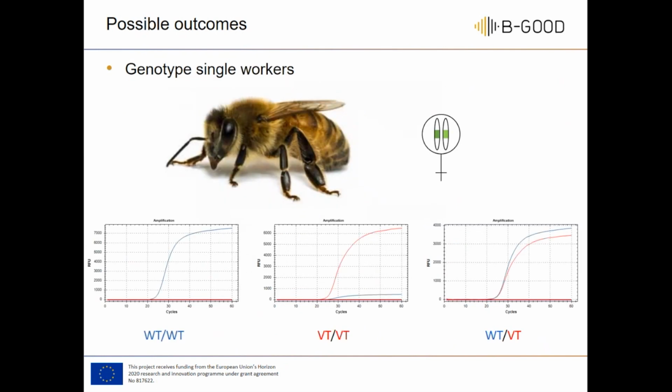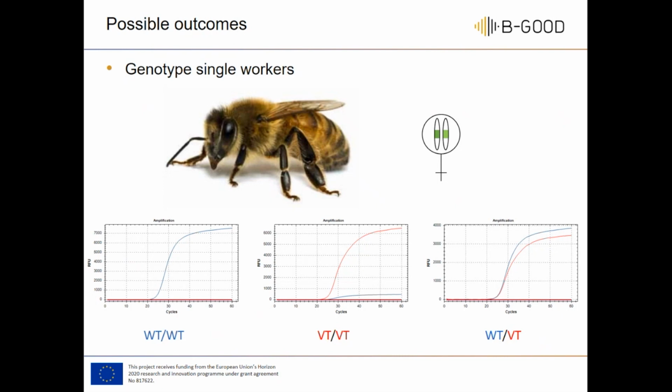In case we are genotyping single workers, three different outcomes can be generated. Workers are diploid. So if we detect only the FAM signal, this means that two wild type alleles were present in the worker, so our worker is homozygote for the wild type. If only the Texas red signal was generated in the tested sample, this means that the tested worker was homozygote for the variant allele.